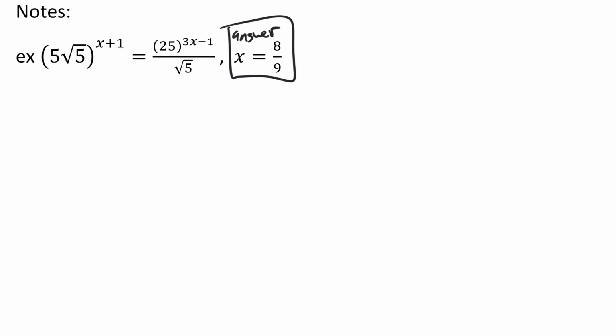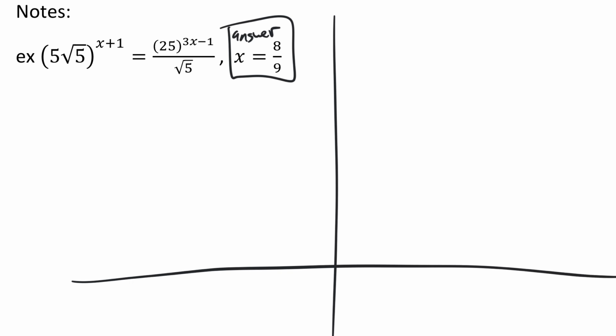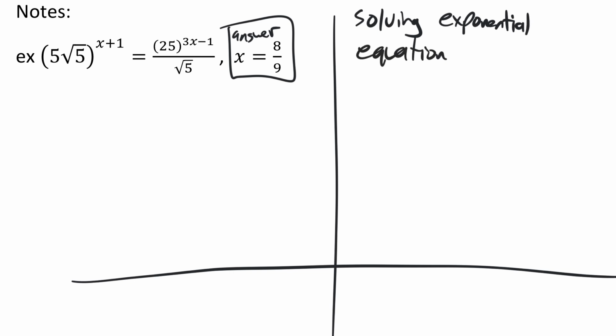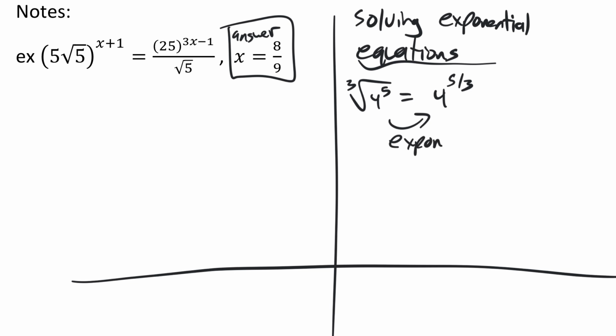All right, so again, we're still solving exponential equations. And the main tools that we learned today were that if you had the cube root of 4 to the 5, that's going to be 4 to the 5 over 3. We need to convert those into exponents so we can continue to work on them with our regular rules.